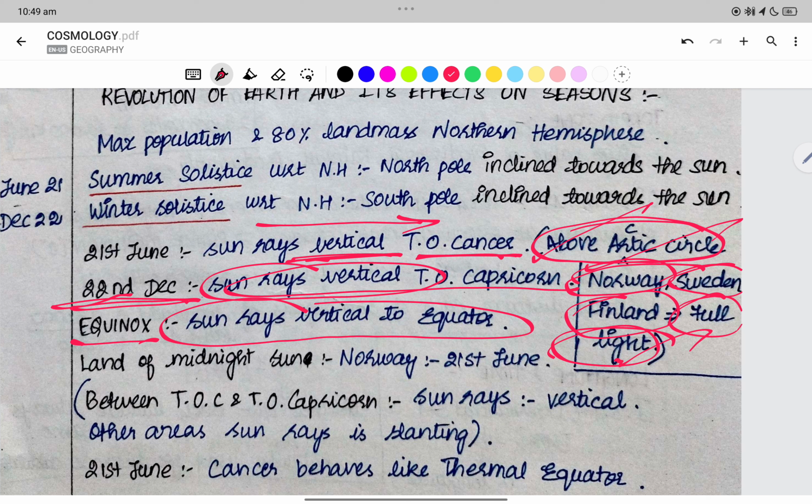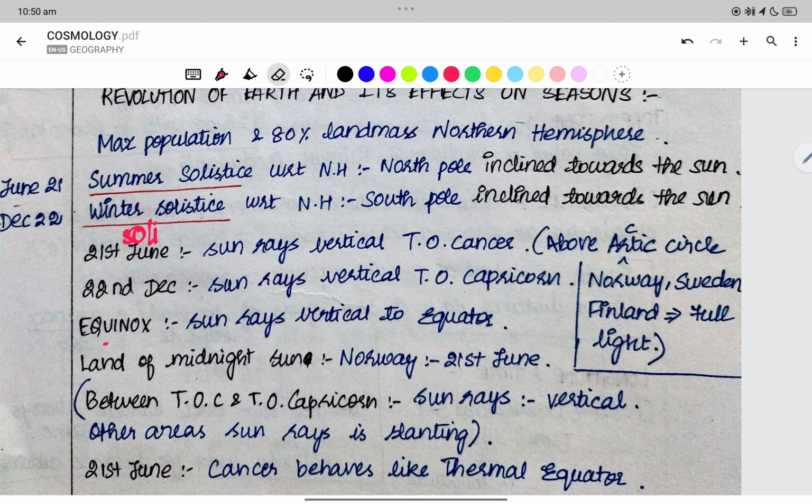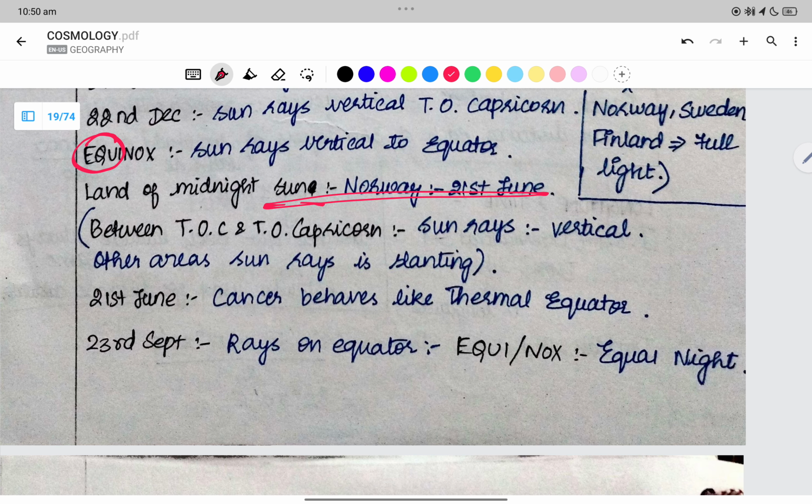Equinox is when the sun rays are vertical to the equator. When the sun rays are vertical to the Tropic of Cancer or the Tropic of Capricorn, it is called a solstice. You have to know the difference: only for the equator do we call it equinox. The land of the midnight sun is Norway, on 21st June, where the sun is up for 24 hours.